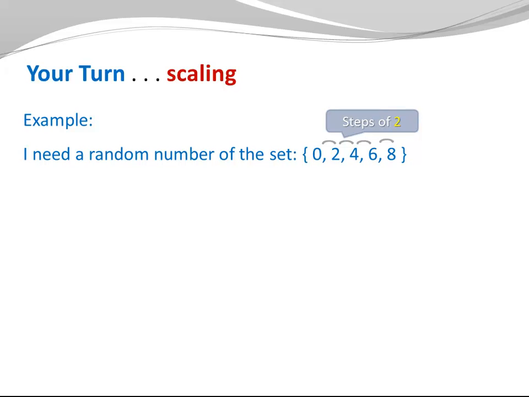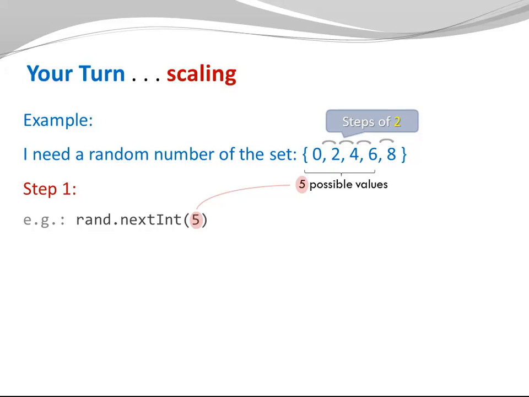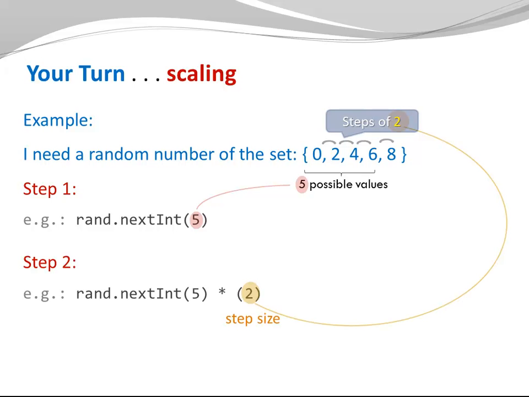Here we have a step size of 2. The first step of the algorithm is always the same. We check the number of possible values. There are 5 possible values, so I'm calling rand.nextInt of 5. At this point, I receive one of the values 0, 1, 2, 3, or 4. The right amount of values, but not the actual elements of my desired range. So I still need a second step in my algorithm, and I need to multiply with my step size, which is 2. If I say rand.nextInt(5) times 2, I will receive one of those elements 0, 2, 4, 6, or 8.